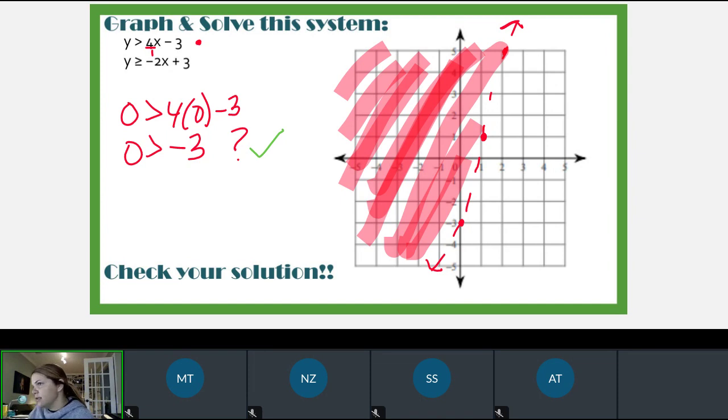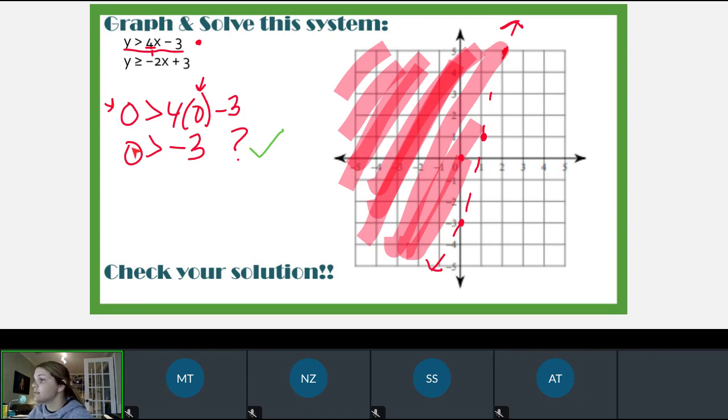Adler, the way that I shaded this is I picked a point that is not on my line. So I like to pick the point 0, 0 because it simplifies a lot of things. You can pick whatever point you want. So I plug in 0 for y, that was right here, and 0 for x, and that went back into this original equation here. So 0 is greater than 4 times 0 minus 3. So 4 times 0 is 0. 0 minus 3 is -3.